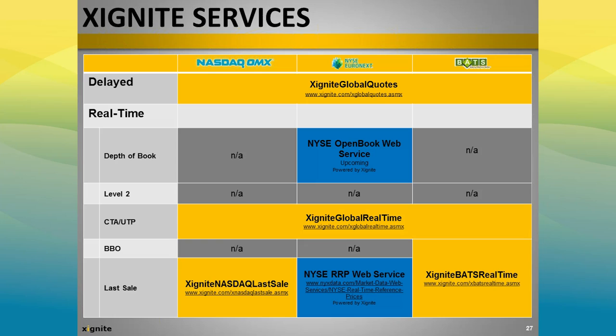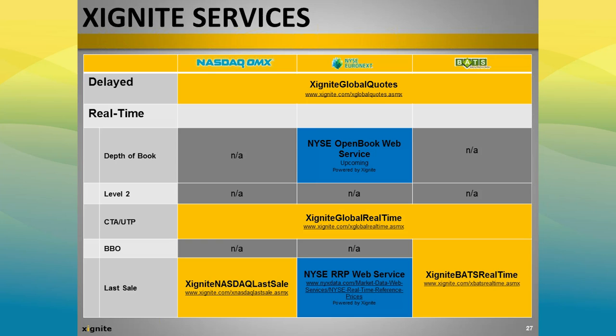We have, of course, a delayed quote product called Xignite Global Quotes, which provides delayed access to US exchanges as well as global exchanges. On the real-time side, we have several products. For last sale data, we have Xignite NASDAQ Last Sale, which provides last sale information for trades executing on NASDAQ, but for securities listed on NYSE, NASDAQ and Amex.